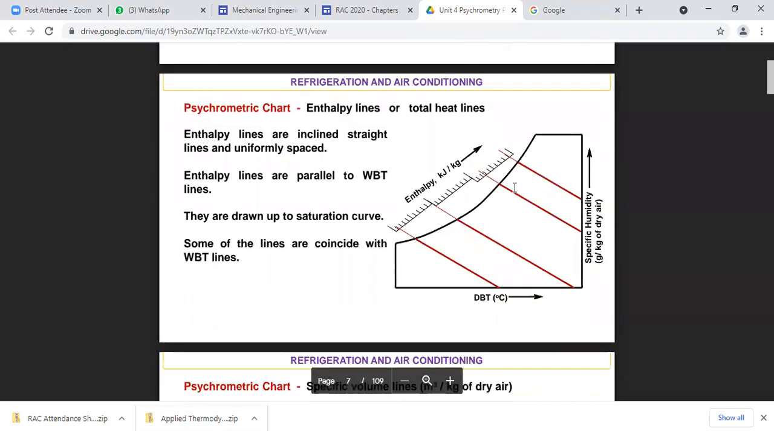Next, enthalpy lines. First we have to see what enthalpy is.